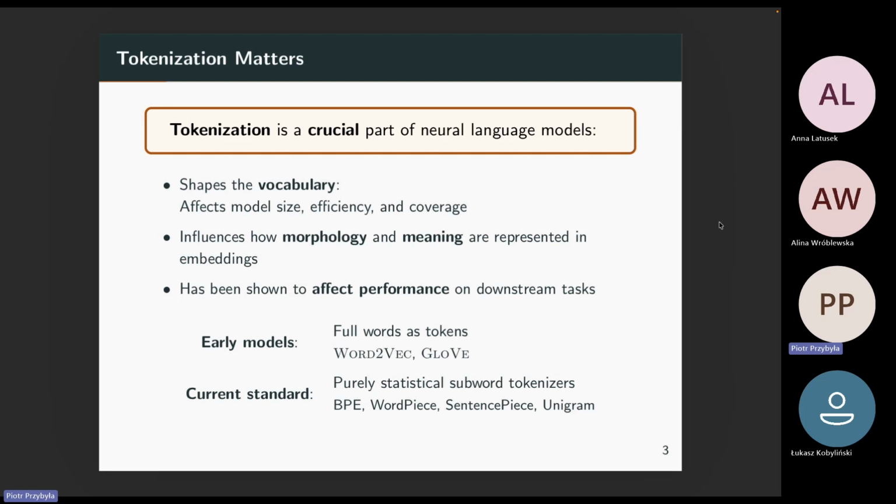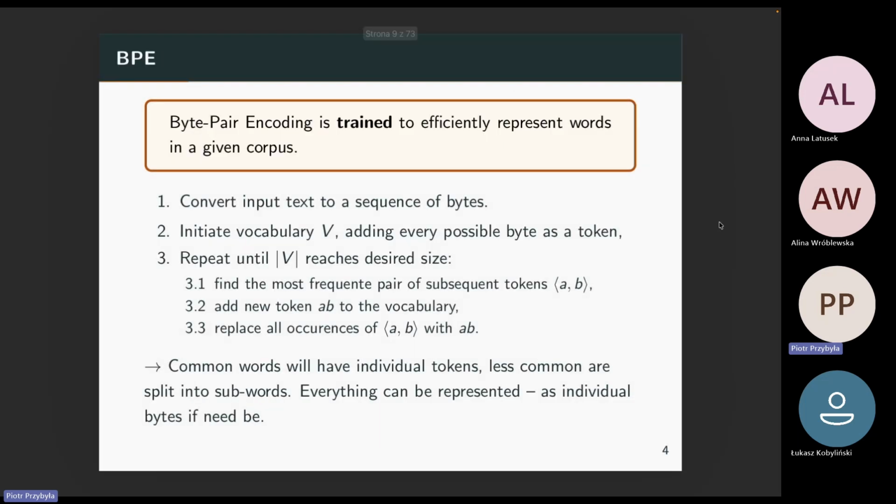So who knows BPE here? Okay, a minority, which is great because I have some content prepared. BPE is called byte pair encoding, and it's a type of representation that is trained. So it's not any a priori thing, but it's trained to efficiently represent words on a specific corpus. You give it a very large corpus that is somehow representative of the language you're going to model, or set of languages.